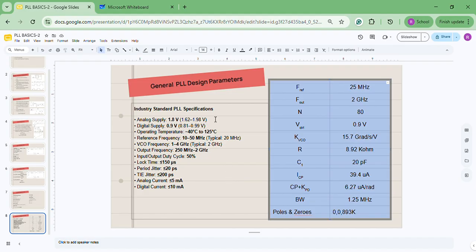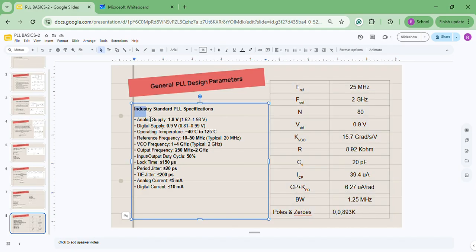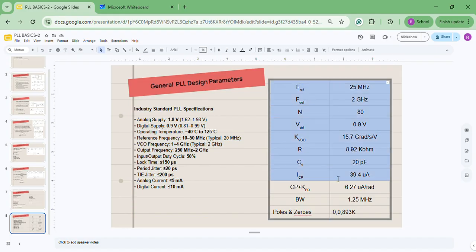This left hand side is basic industry PLL specs, which you can go through for your understanding. This is a standard PLL design spec, which I have taken from some design. So now we have almost all the design parameters. In the next class we will go through AC and transient modeling of PLL, and then we will go through the design of each block one by one.